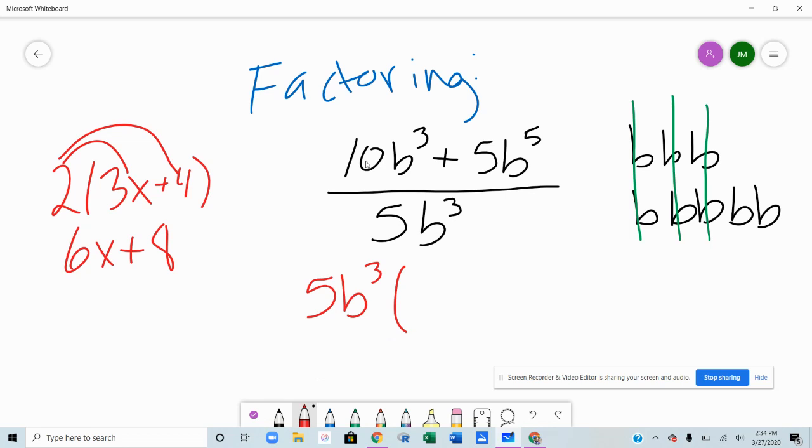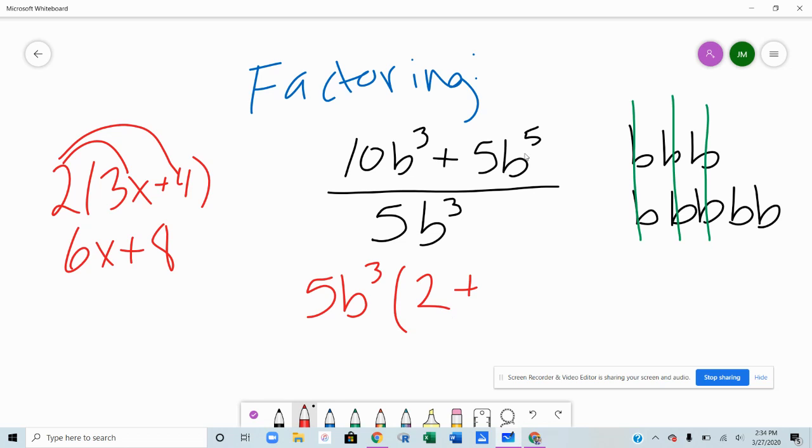Now inside, we're doing division. So we do 10 divided by 5 is 2. And b cubed divided by b cubed, which means I have 3, and I get rid of 3, which means I don't have any anymore. Or if you looked here, you cross 3 of them out, and now you have nothing left. So nothing after that too.